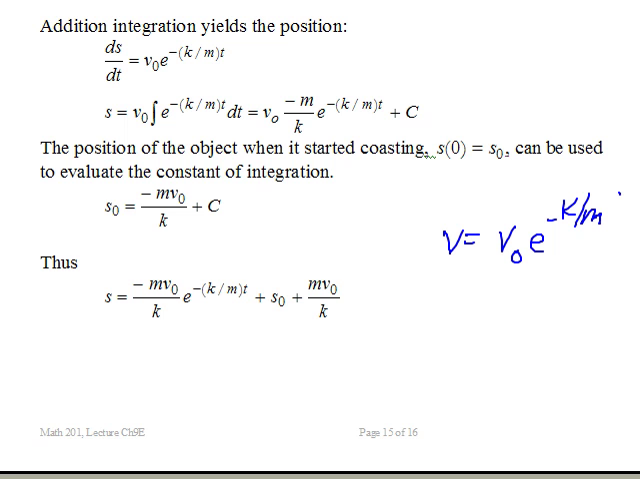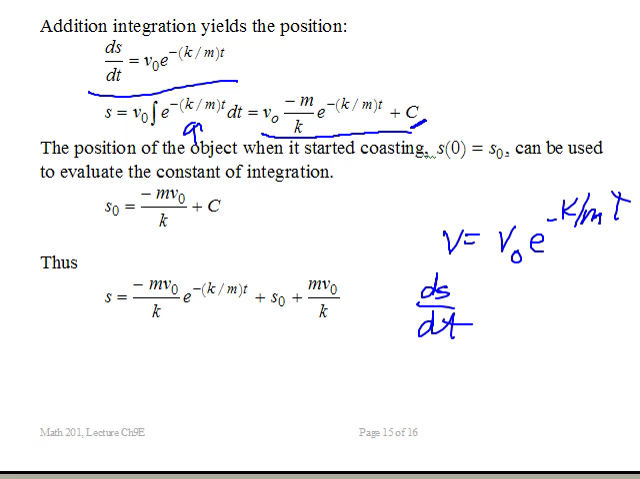But velocity is the time rate of change of position. So now we have another differential equation. Actually, we can just integrate this. When we integrate, we find, again, it's a similar integration. It's not hard to do. All you're doing is integrating this exponential. V naught times negative m over k e to a decaying exponential plus some constant of integration c.